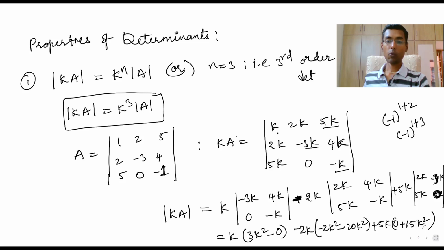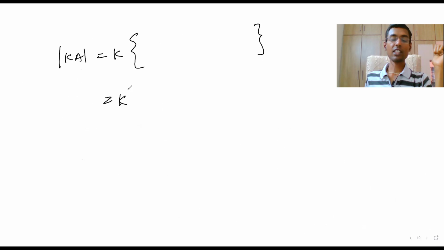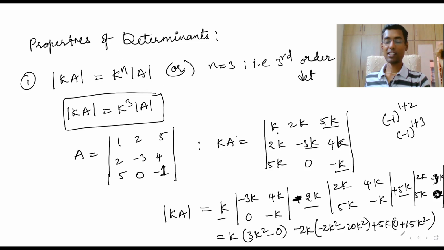So one thing is that you can take K common. First thing is K common and you can write. Then one more K will come, that is K into K square will come, and then you write this. That is K cube into determinant, only K will come there, if you do it carefully. Yes or no?